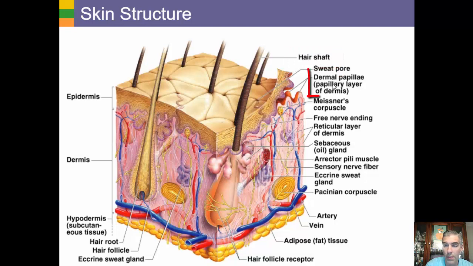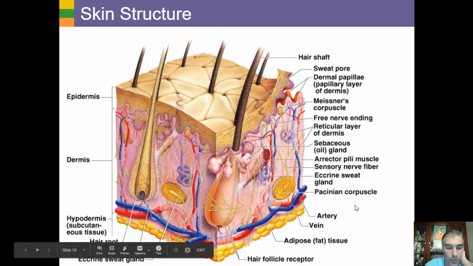You could label the dermal papillae, the papillary layer, which is this layer right here, the projections that go up. Label the sebaceous gland, the reticular layer, which is everything below that papillary layer. So the papillary layer, as I said, is very thin. Everything below that's reticular. The erector pili muscle. And I don't really care about you knowing the different types of nerve endings. I'm not going to worry about that. Okay, so hopefully you have that all labeled.